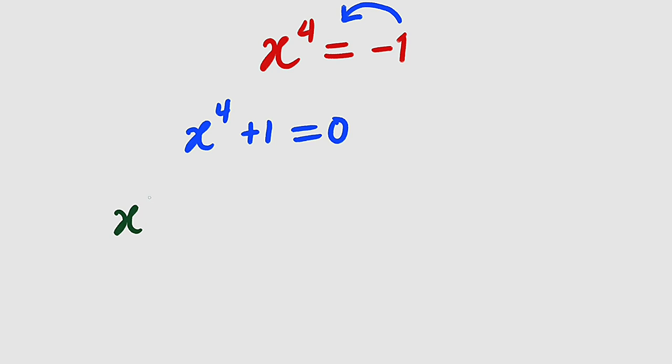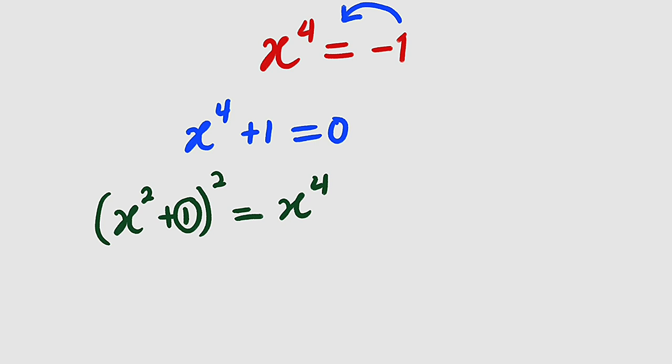Remember that if you have x squared plus 1 and you square it, what will this be? The first term squared, according to binomial expansion: you take x squared, you square that, that will give you x to the power of 4. Then you take the second term and square it as well; 1 squared is still 1. Then you take 2 multiplied by the first term multiplied by the second term. That is 2 times x squared times 1, which is just 2x squared. So this is the expansion.